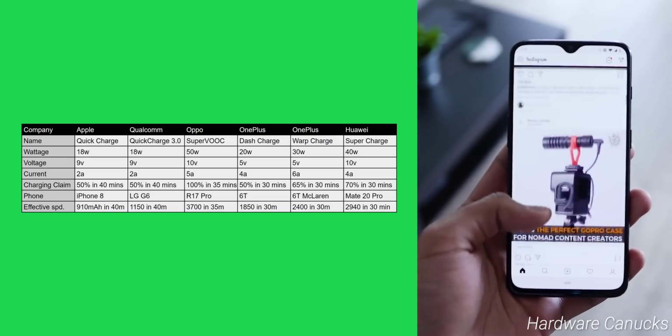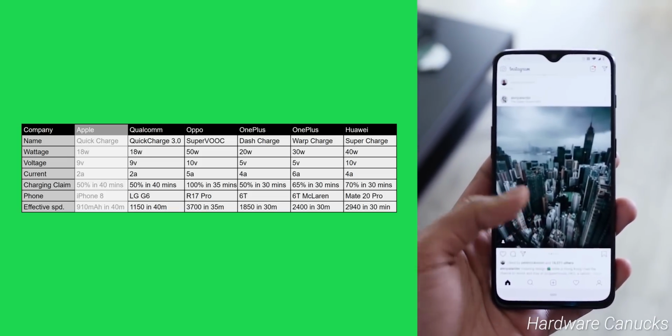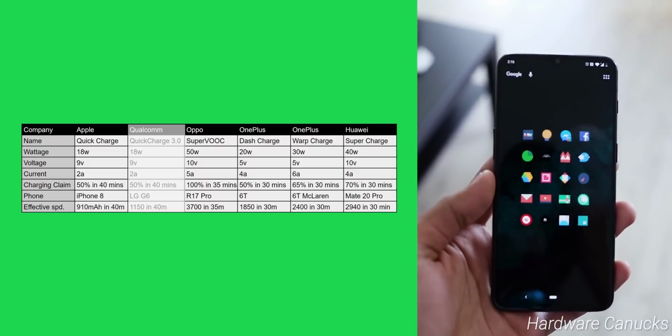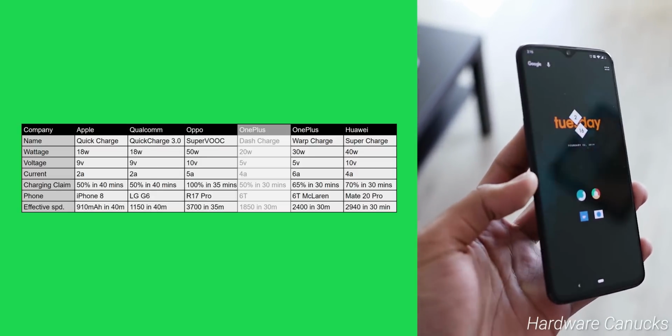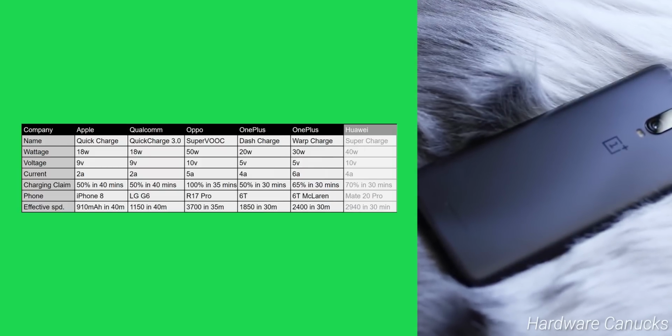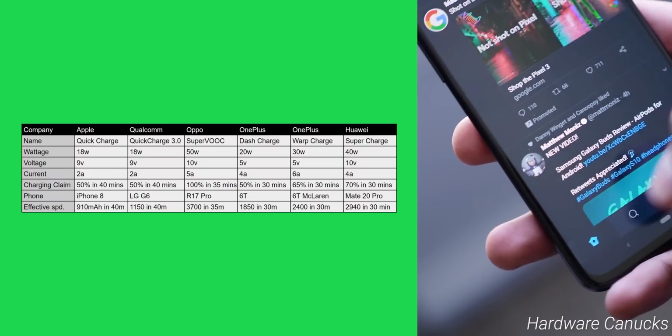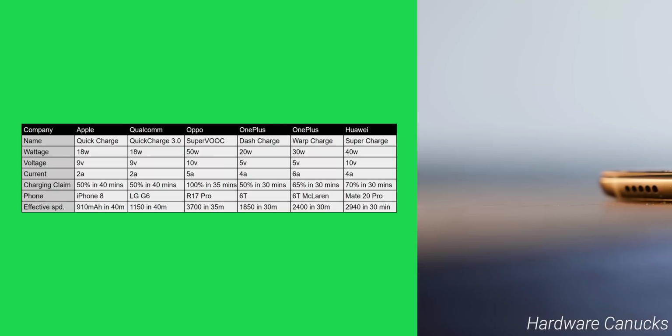Starting by stating the six technologies we'll be looking at, here you can see what we've got: Apple's Quick Charge, Qualcomm's Quick Charge 3.0, Oppo's SuperVOOC, OnePlus's Dash Charge, OnePlus's Warp Charge, and Huawei's Supercharge. I tried to make the list as up-to-date and as widespread across the industry as possible, but some are harder to find information for than others, so sorry if I've left any out.